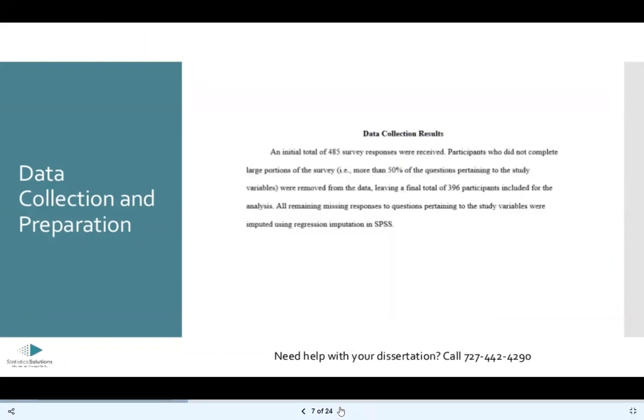So now we're going to take a look at some examples of what you might write in this data collection preparation section. So here we have an example where we first state the total number of survey responses that we received. So we've got 485 surveys, and then we talk about how we need to exclude some participants. So for instance, participants who were missing more than 50% of questions, then we state our final total sample and also have a statement about how we're handling any remaining missing values or responses. And again, you will all have copies of these slides. So if you'd like to refer back to these examples, you'll be able to.